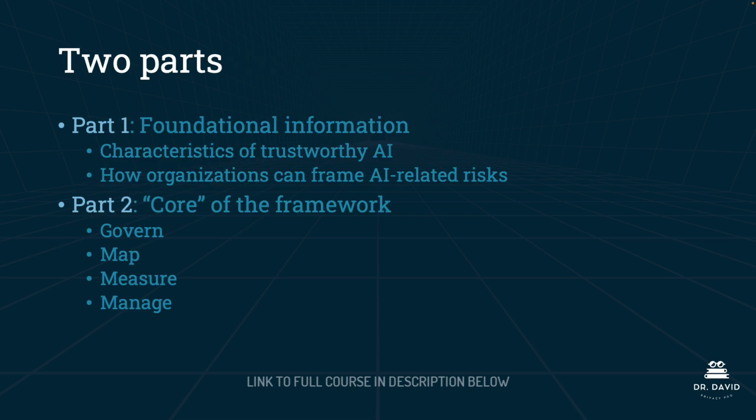As I mentioned a moment ago, there are two parts to the NIST AI RMF. Part 1 is foundational information, which we are going over in this lecture. Part 2 is the core of the framework, which we will go over in the next lecture. Part 1 includes characteristics of trustworthy AI and how organizations can frame AI-related risks. Part 2, the core of the framework, includes 4 steps: govern, map, measure, and manage. You absolutely have to remember those 4 steps there: govern, map, measure, and manage, but we're going to get to those in the next lecture.